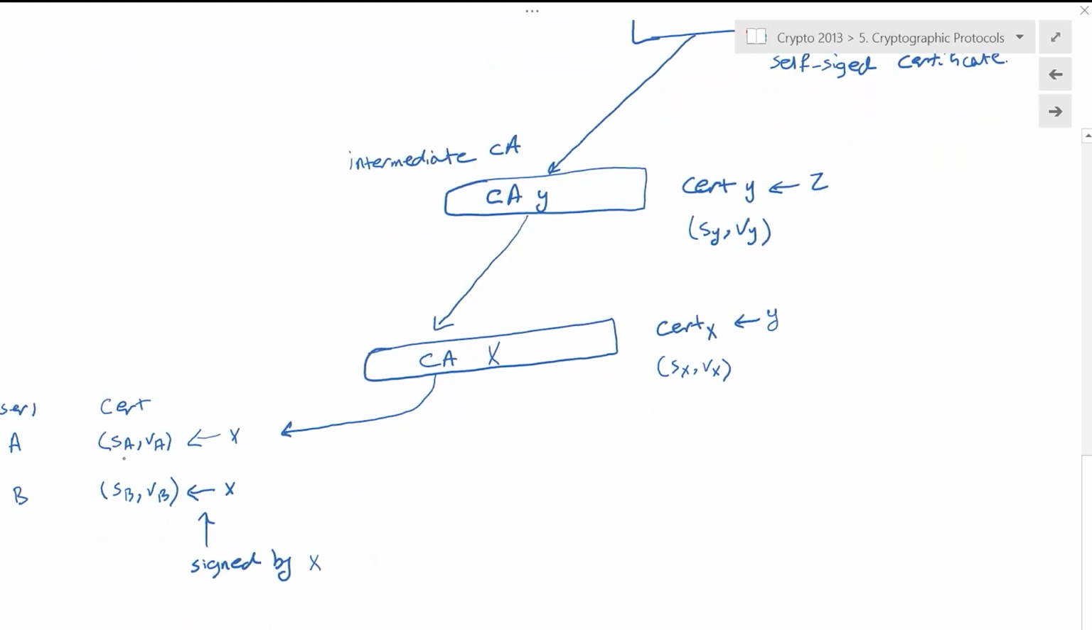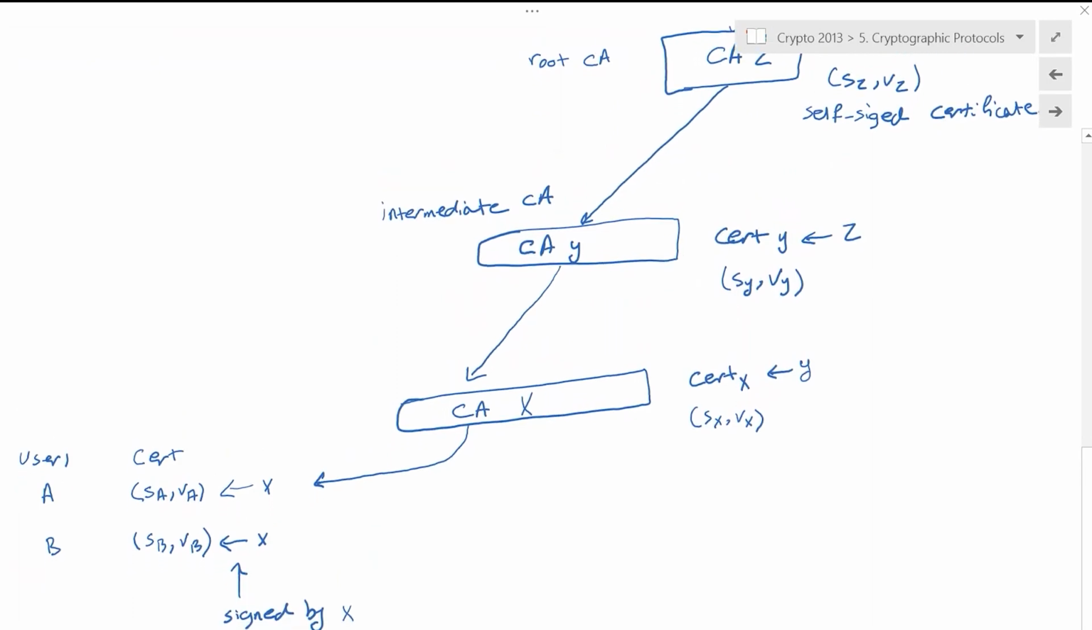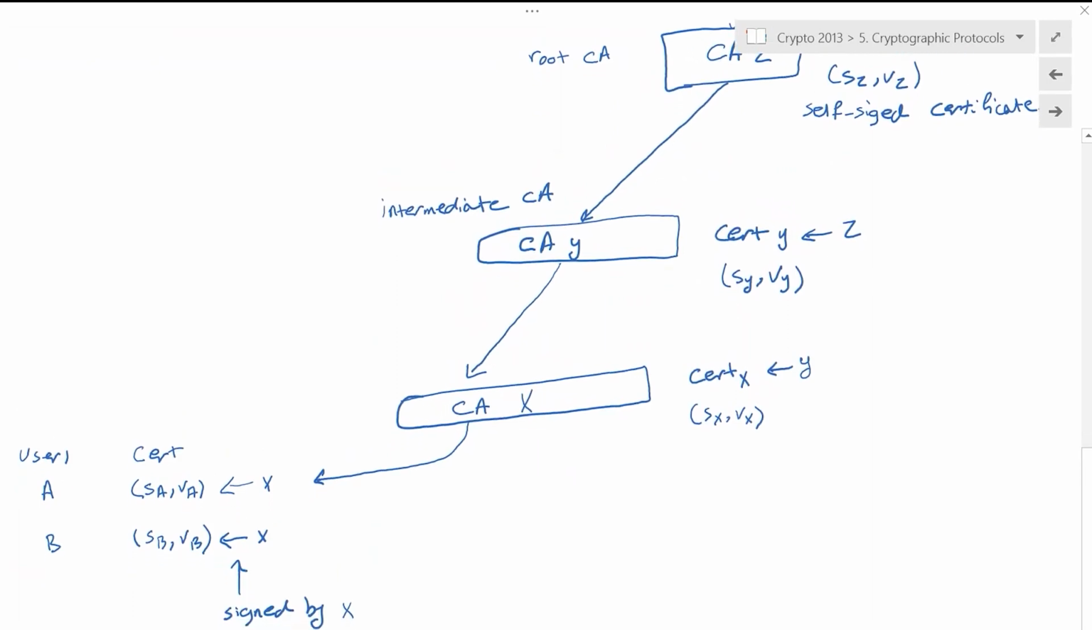And then over here, this user A says that, well, certificate authority X created this certificate for me. Then you can use the verification key of X to verify the validity of the certificate for user A. So this is how many calls you have to make.